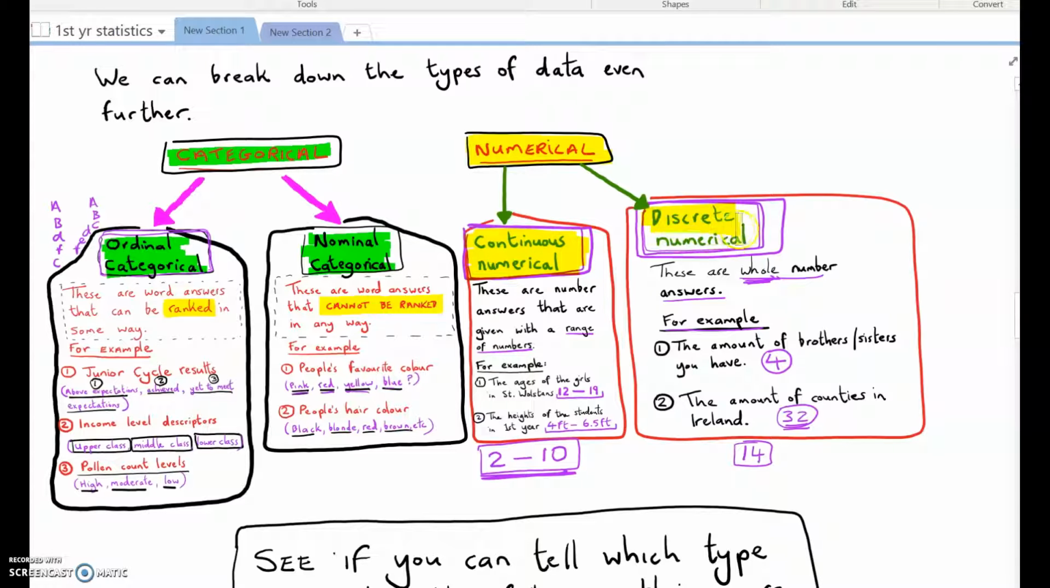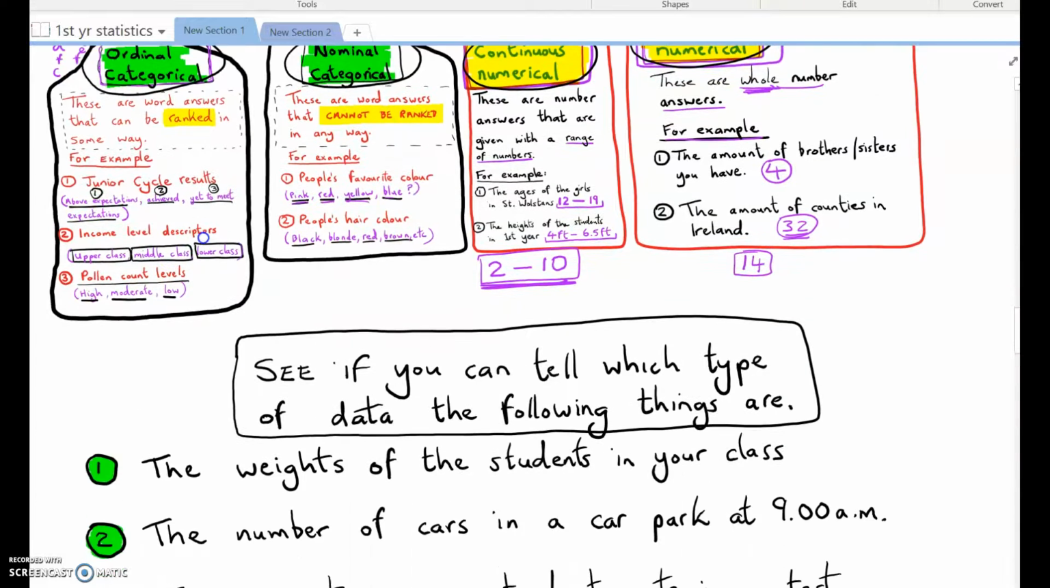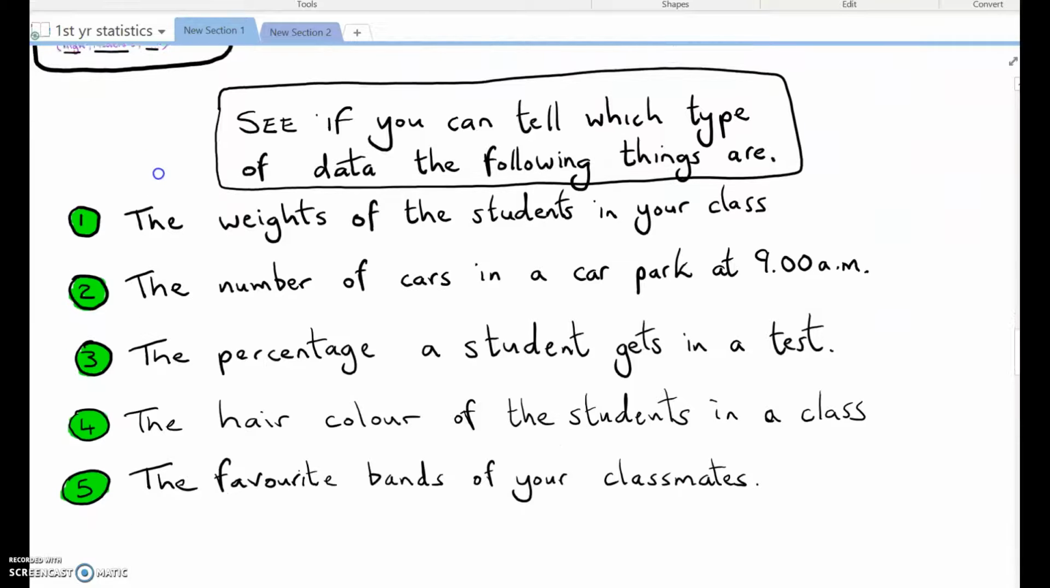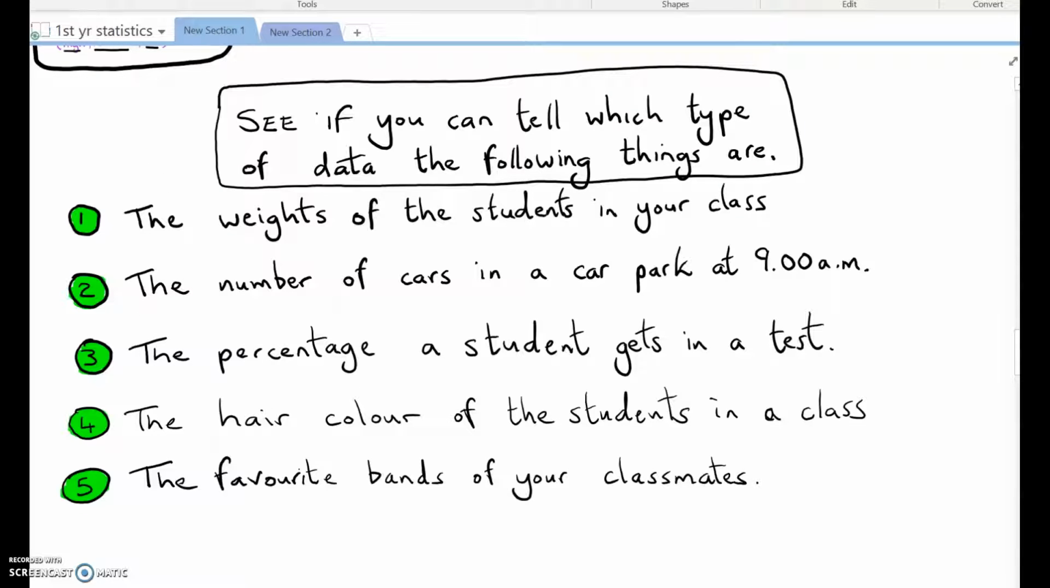Or you've got discrete numerical, where you're talking about a definite whole number. So they're the 4 different types of data: ordinal categorical, nominal categorical, continuous numerical, or discrete numerical. Now let's see a little task for you. See if you can tell which type of data the following things are.